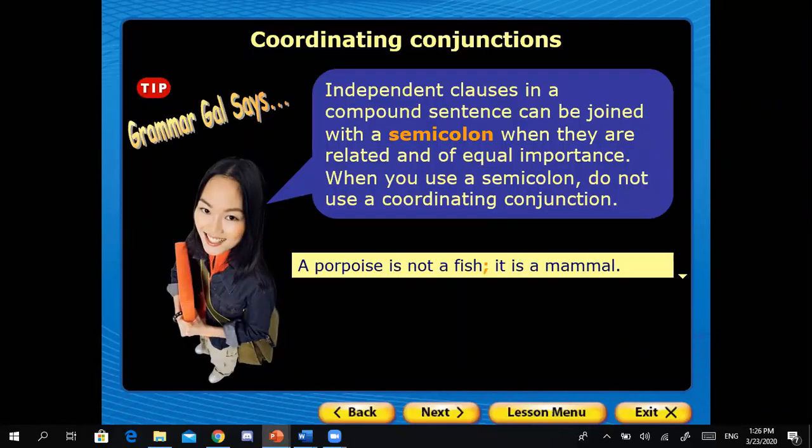Grammar Girl says independent clauses in a compound sentence can be joined with a semicolon. That is what we discussed before, a comma with a dot, when they are related and of equal importance. When you use a semicolon, do not use a coordinating conjunction. So this answers Mu'taz's question, right, Mr. Anthony? Yes. So we have a compound sentence without a conjunction here.